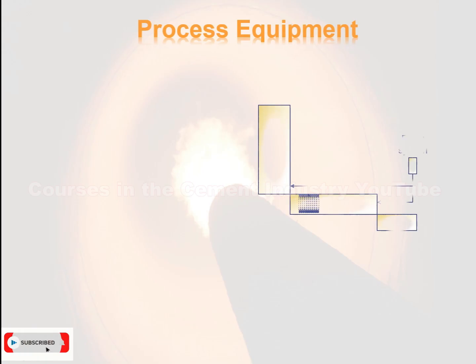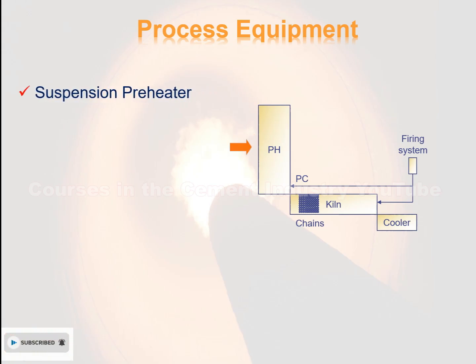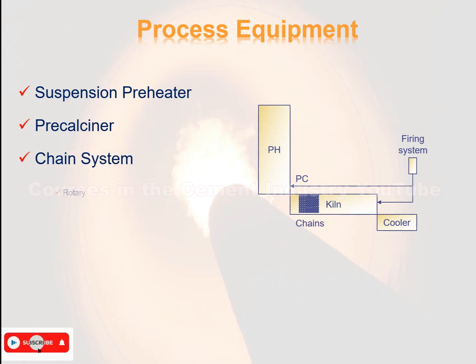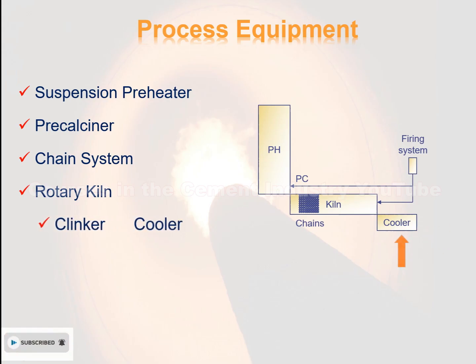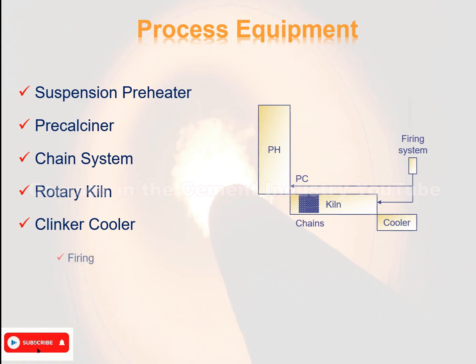Process equipment in a wet system. 1. Suspension preheater. 2. Precalciner. 3. Chain system. 4. Rotary kiln. 5. Clinker cooler. 6. Firing system.